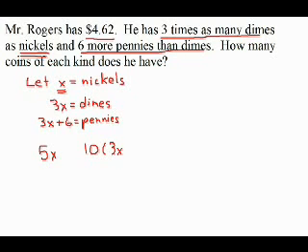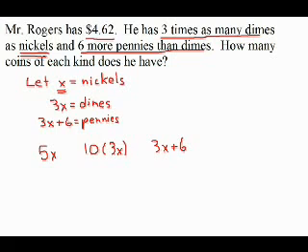Now the nice thing with pennies is pennies are only worth 1 cent. So if I want to know how much money I have in pennies, I multiply the number of pennies times 1. But multiplying a value times 1 really just keeps it the same. So with the pennies, we can just keep that expression exactly the same.